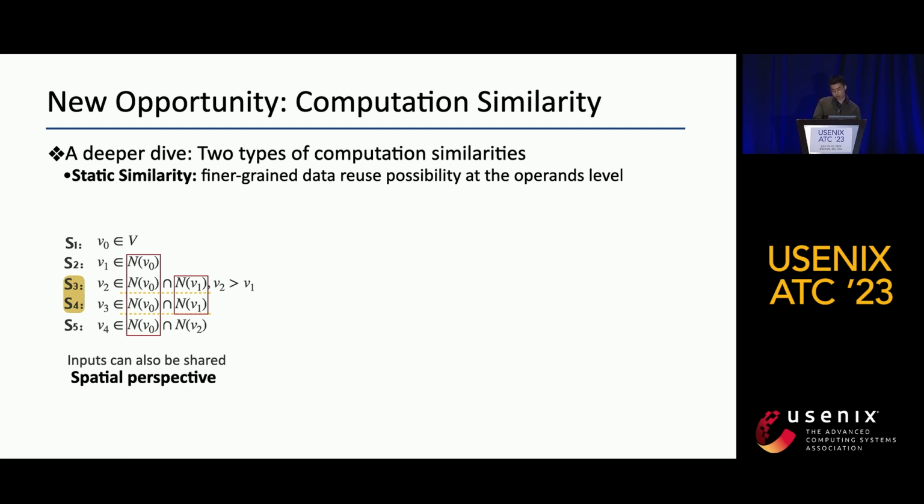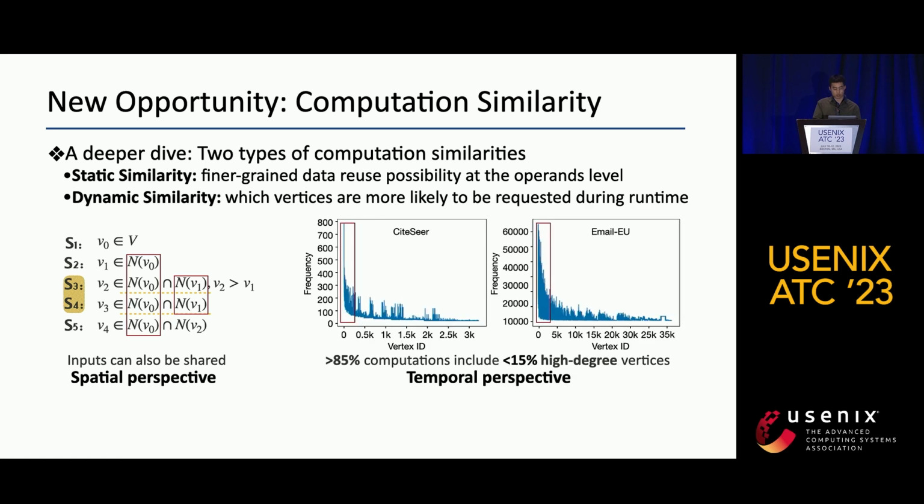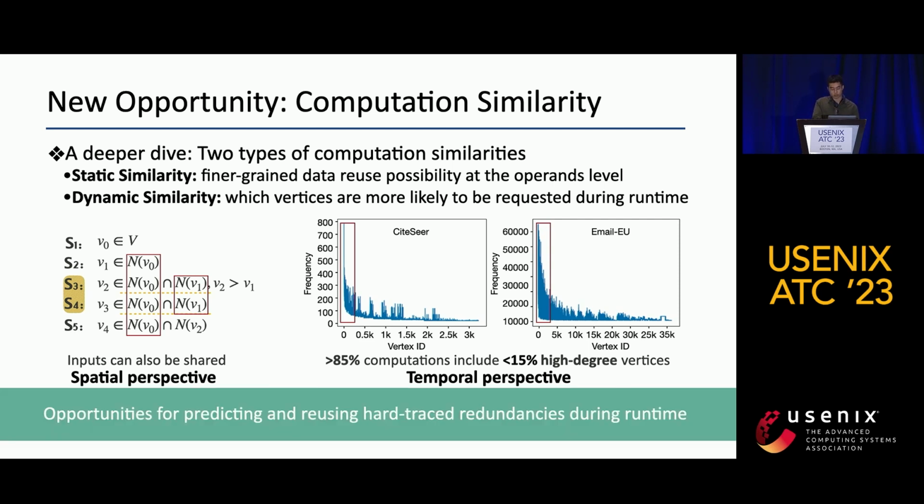This is a spatial view of the static pattern structure. The second one is the dynamic similarity that reflects the runtime characteristics. We reordered the data graph vertices by decreasing degrees and counted all vertices involved in computations during runtime. The majority of computations are observed to be concentrated on a small number of high-degree vertices.